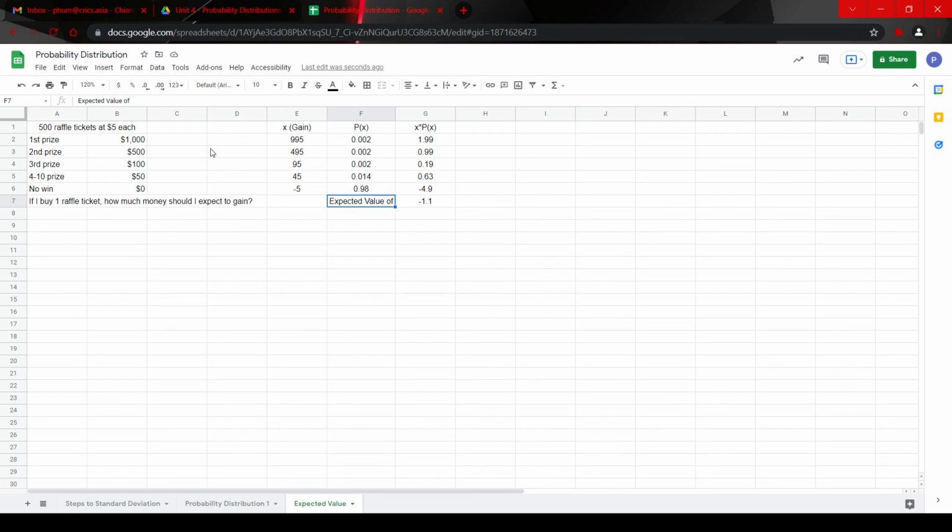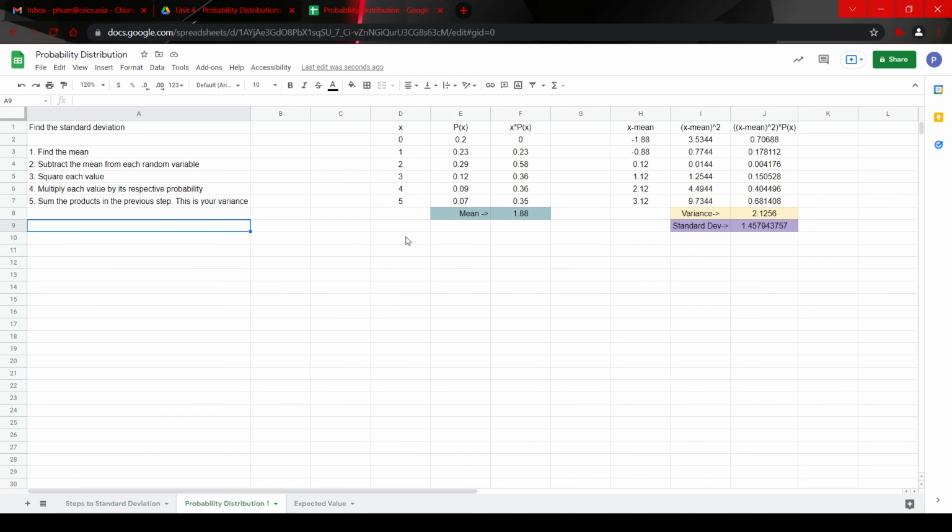So this is how you can use Google Sheets to make your homework easier. Again, your homework has a little bit more random variables, so you might have to extend this column down a little bit. But otherwise, the process is exactly the same. And you will be able to use this for the test. I am allowing you to use Google Sheets as a tool.